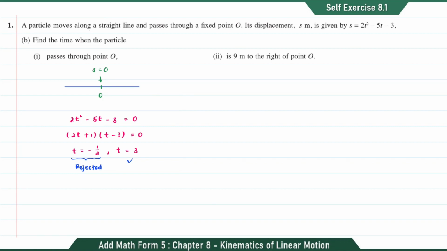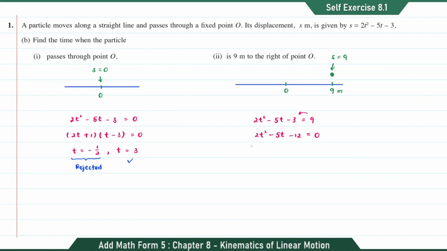Number 2, when the particle is 9 meters to the right of point O. This means s is equal to 9. To find the time, it will be 2t squared minus 5t minus 3 equals 9. So to solve this, I'm going to write this in general form for quadratic equations. It will be 2t squared minus 5t, then negative 3 minus 9, which is negative 12, equal to 0.